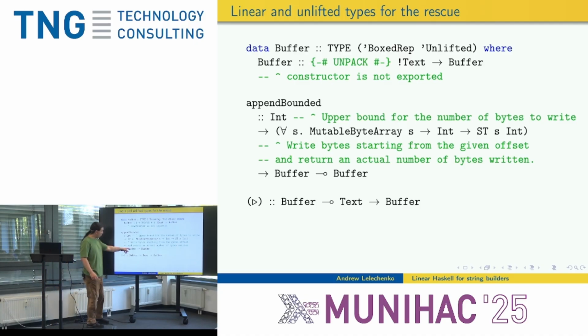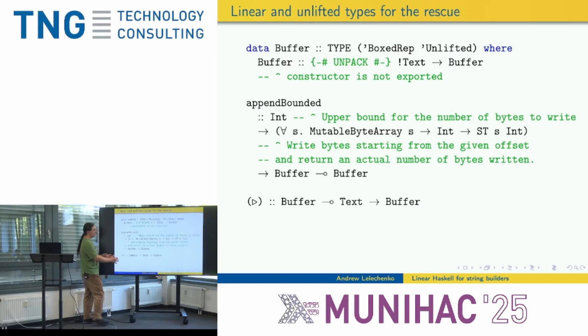So what I am going to do is go inside this text and very unsafely mutate it, right? But because of this linear arrow, we are guaranteed that no one ever is touching this. We are guaranteed that there are no more references to the original text, and no one else can try to manipulate it. And then if you have this append-bounded function, you can write this kind of operator, which will append a text to a buffer.